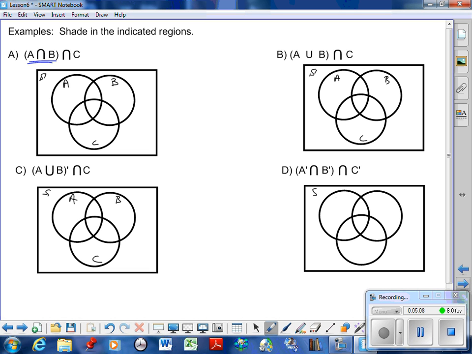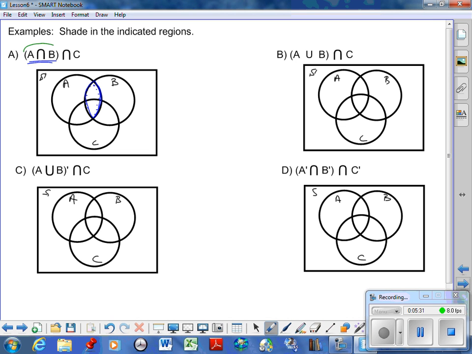Okay, so as I was saying, first thing we do, start inside the brackets, A intersecting B. So this is what I would color in first, but I'm not going to color it in because I'm not done yet. I would color in inside the blue. That's what the brackets are telling me to do. But I'm not going to do that because I'm not done the question. I'm going to move on to green now.